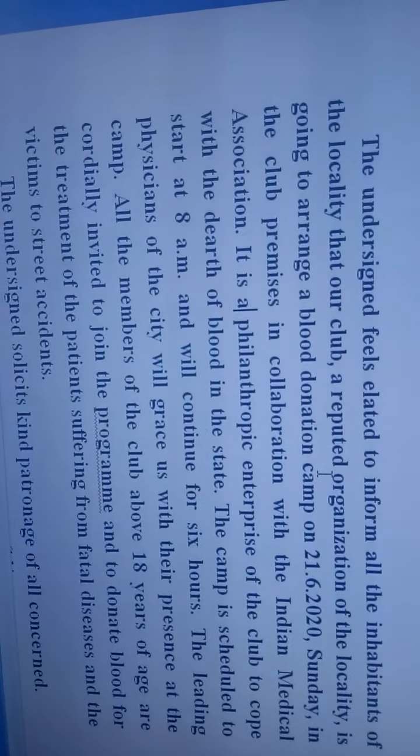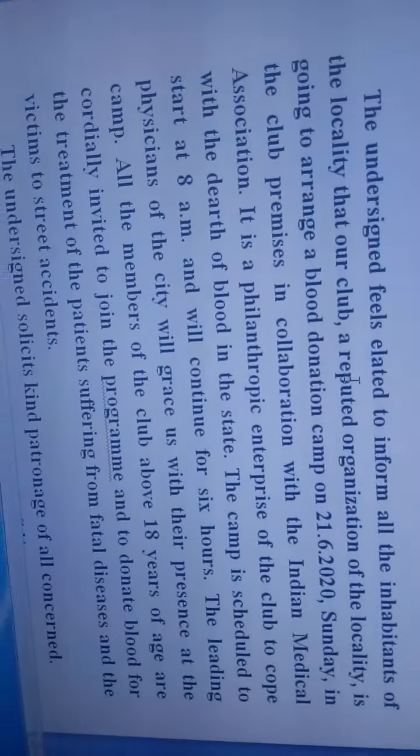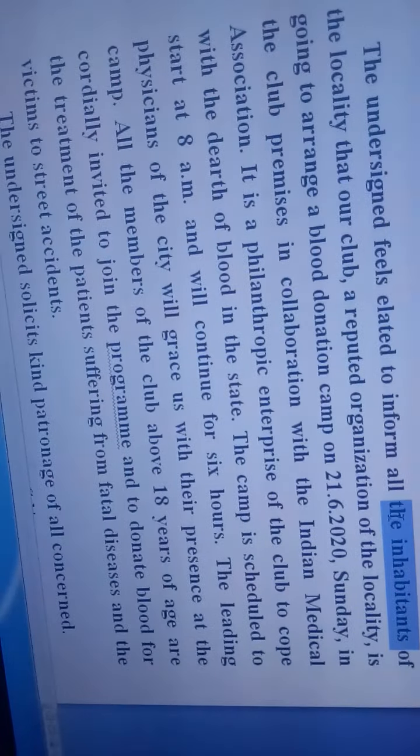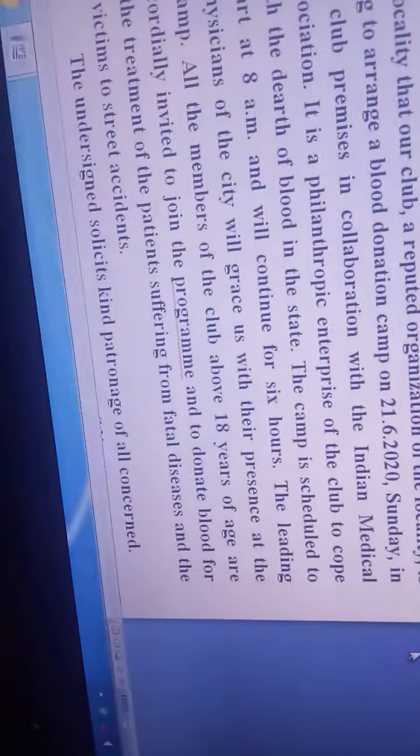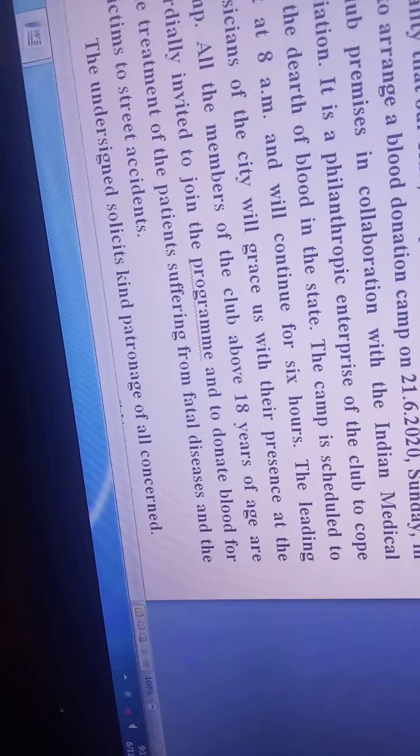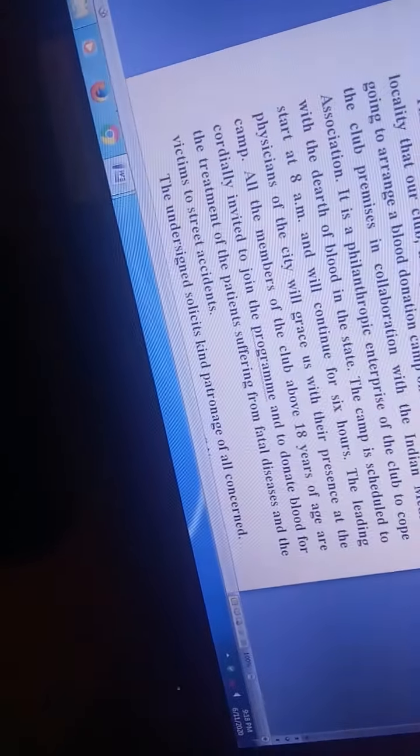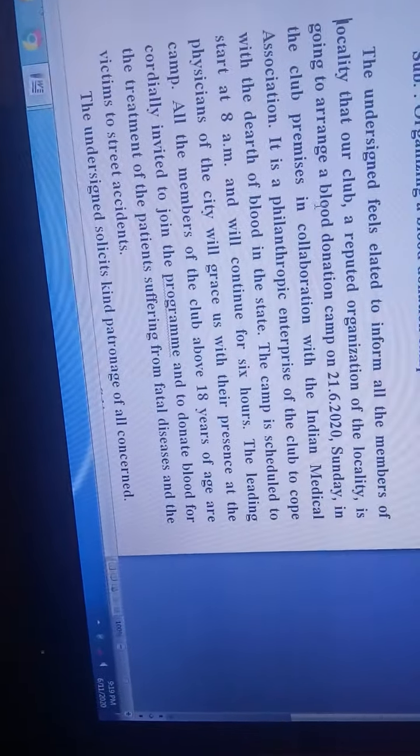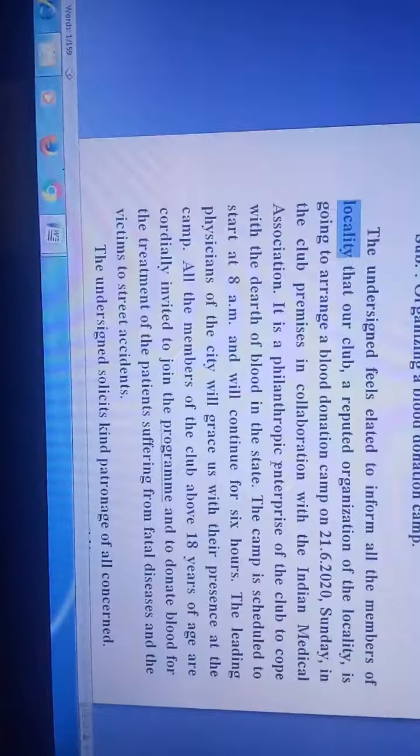The undersigned feels elated to inform all the inhabitants of the locality. You are informing everybody. You may also write here all the members. I think that is better, as it has been mentioned all the members of our club. So just change it: all the members of our club. The words of the locality should be omitted.